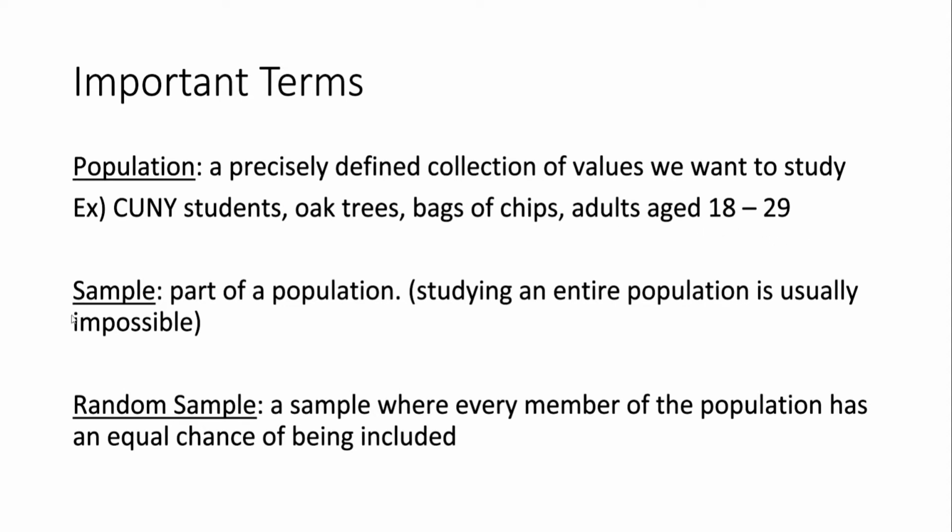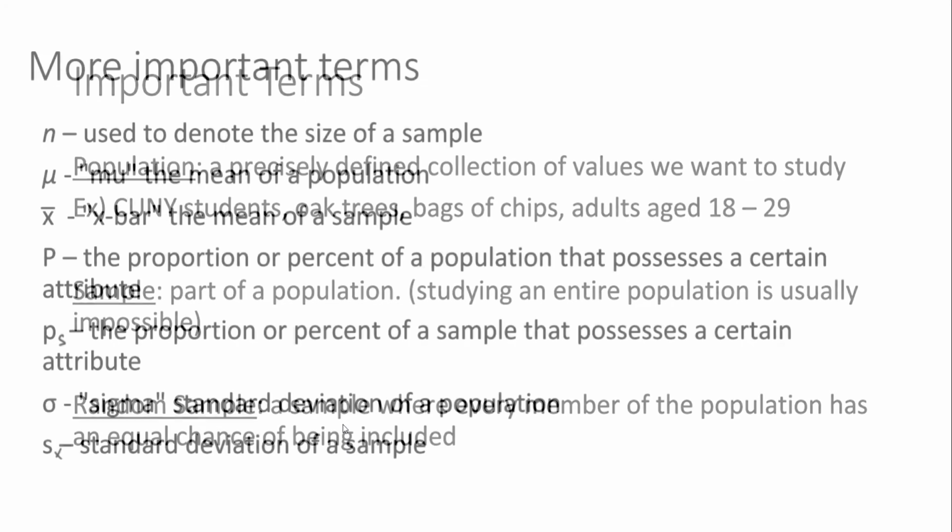Next term would be a sample. A sample is a part of a population. Usually we look at samples because often studying an entire population is impossible just because populations tend to be way too big. The next term we have is random sample. A random sample is a sample where every member of the population has an equal chance of being included. So a sample is just any part of the population. A random sample, every single member of the population has an equal chance of being included.